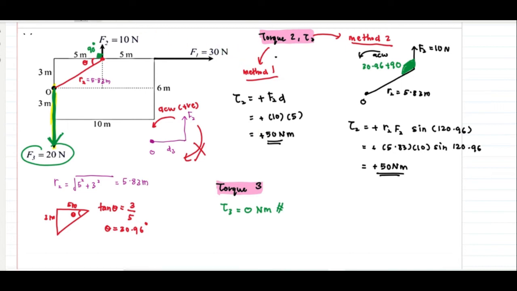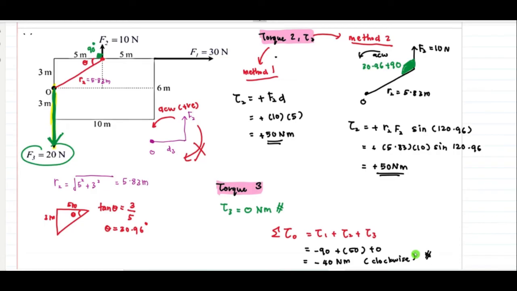Okay, so finally, when we want to calculate the total torque at pivot O, it is equal to torque 1 plus torque 2 plus torque 3. So torque 1 is equal to negative 90 Newton meter plus torque 2, which is positive 50 Newton meter, plus 0. And the final answer is equal to negative 40 Newton meter, where the negative sign shows you that the direction of the turning effect is in clockwise direction. Okay, so this is the answer of the total torque of the system.